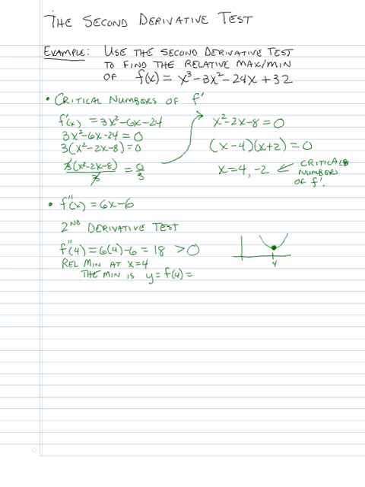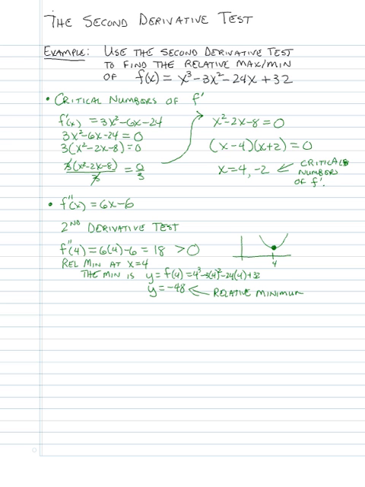And so we would end up with 4 cubed, minus 3 times 4 squared, minus 24 times 4, and then plus 32. And when we do that, we get a y value of negative 48. And so negative 48 is the relative minimum. It happens when x is 4.